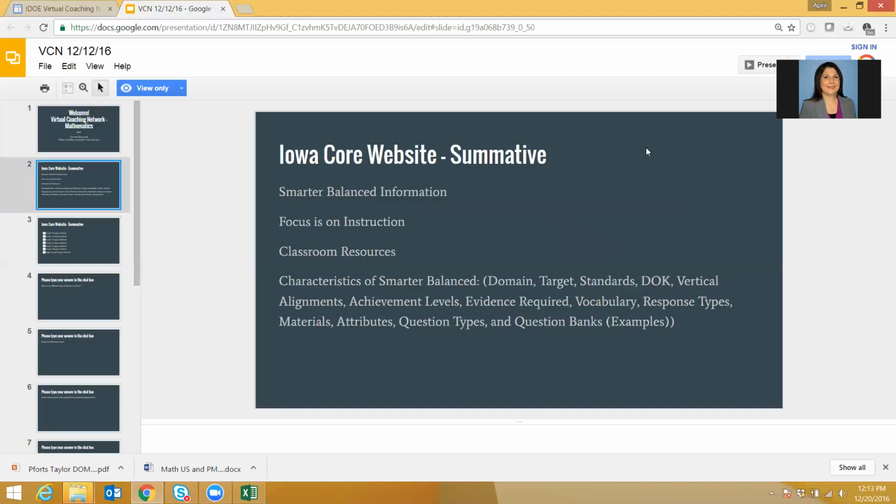The resources list characteristics of Smarter Balanced, which include the domain, targets, standards, DOK for depth of knowledge, vertical alignments, achievement level descriptors, evidence required, vocabulary, response types, materials, attributes, question types, and question bank examples.